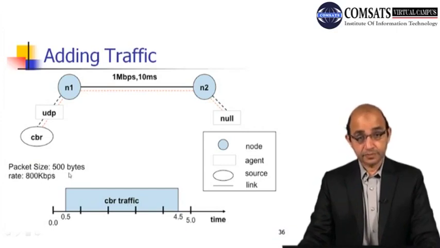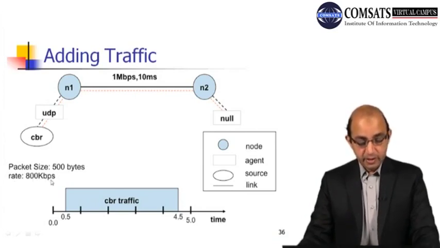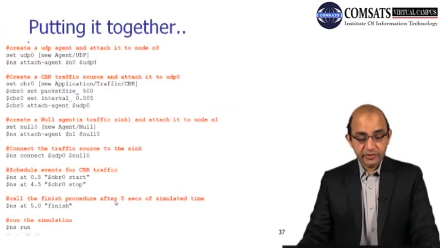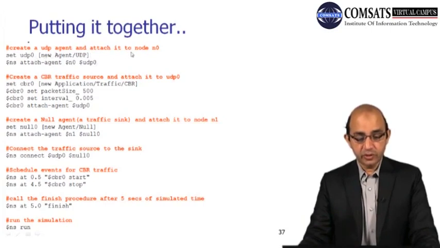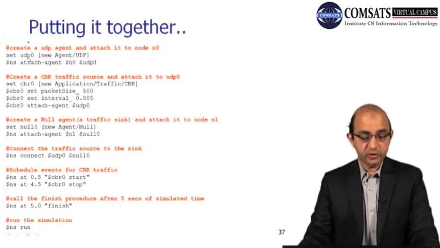Packet size 500 bytes and rate 800 kbps, kilobits per second. Constant bitrate traffic. So if we put it all together, here you can see a UDP agent, and we attach it to node 0. So set udp0, new agent UDP. So we have attached this to some node, and the traffic source, and attach it to udp0.